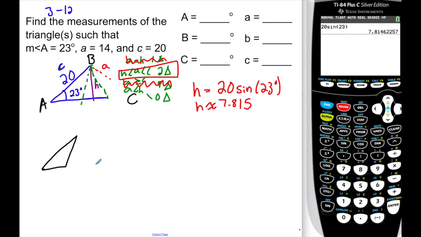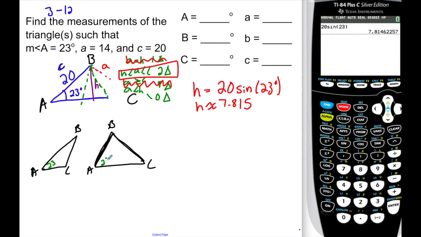We have one, it could either look like this, or instead of snapping back this way, it snaps forward this way. Okay? So here's my A, my B, my C, or my A, my B, my C. So I always like to fill in the known information again.